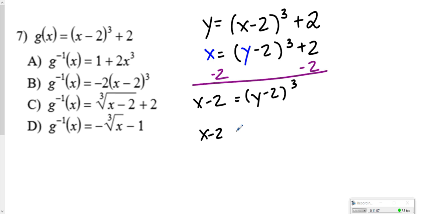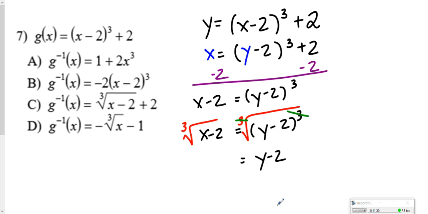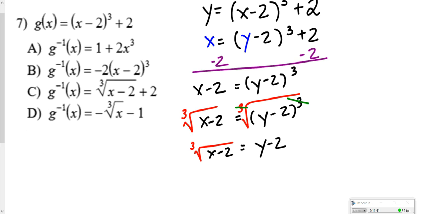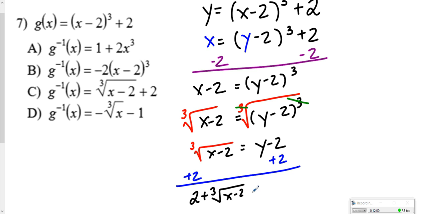I'm going to rewrite this so that you can see the next step a little bit easier. On each side, I need to take the cube root, and the cube and cube root cancel each other out. So now I only have y minus 2. And on the left-hand side, I'm going to have the cube root of x minus 2. Like we subtracted the 2 up above to get rid of the minus 2 next to the y, we're going to add the 2 to both sides. So then I have 2 plus the cube root of x minus 2 equals y.